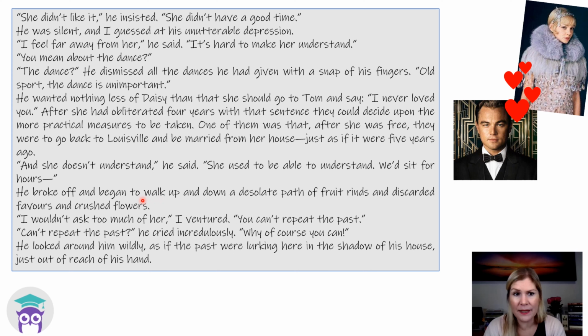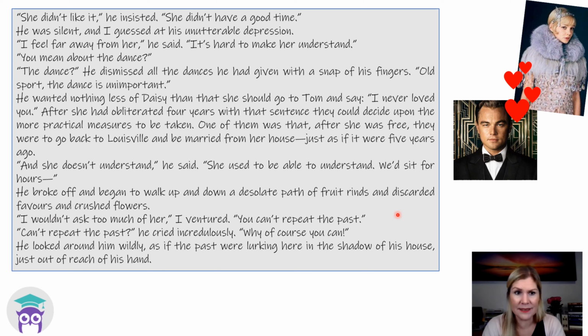Note the symbolism here as he breaks off having this conversation with Nick and begins to walk up and down a desolate path. Nice little bit of personification. A desolate path of fruit rinds and discarded favours and crushed flowers. Okay, look at those adjectives. Desolate, discarded, crushed. These are all symbolic of this precarious, dangerous moment where the dream he imagines is being crushed. It also reminds us of the party, because all of these things are party favours. They're all crushed. They're all discarded. And it's basically hinging on whether or not Daisy can obliterate the past.